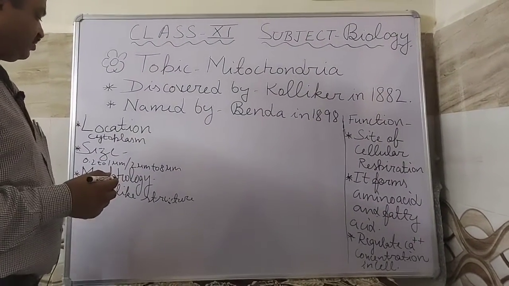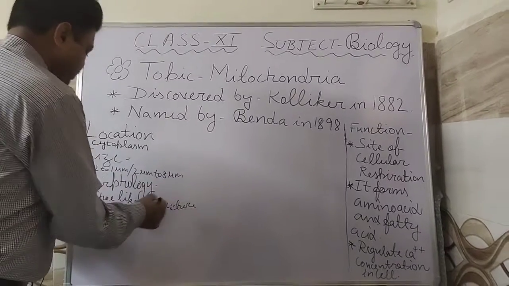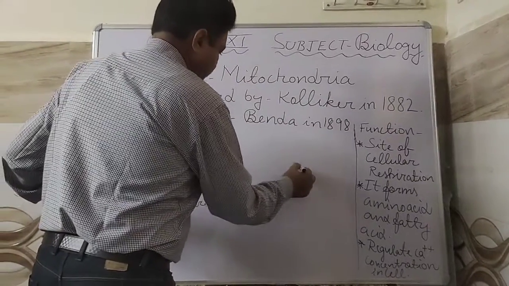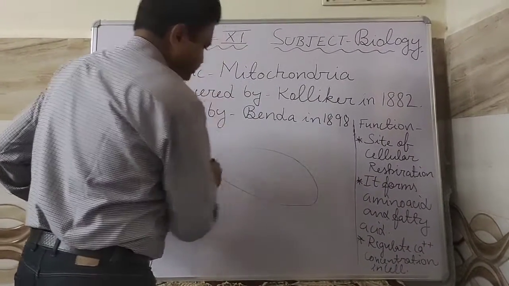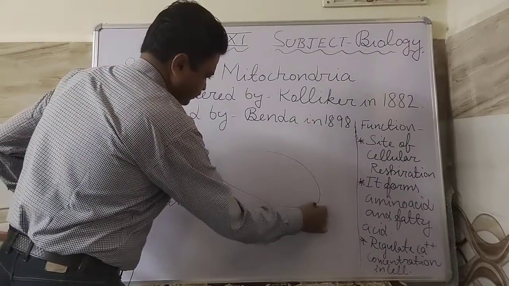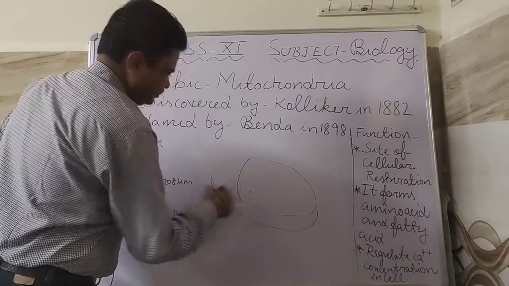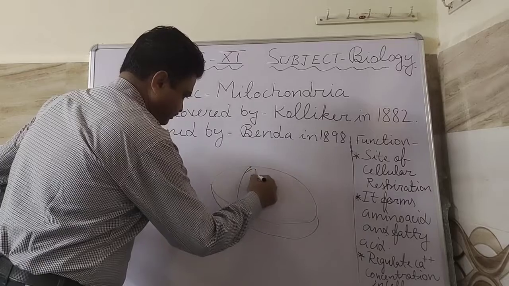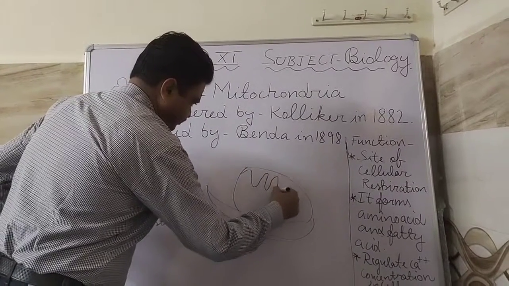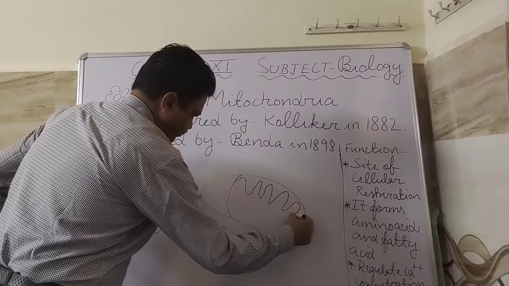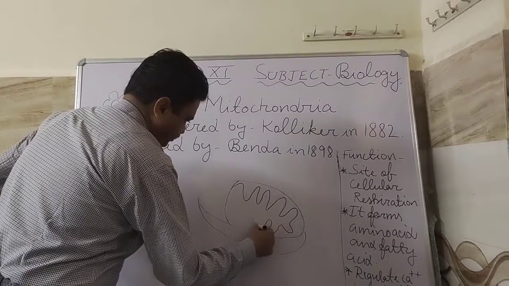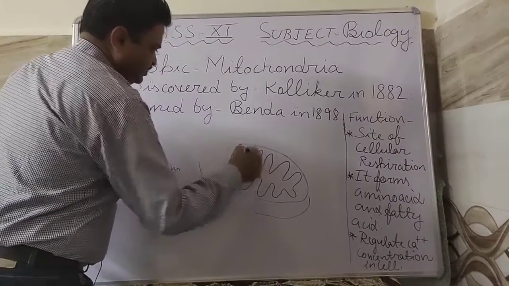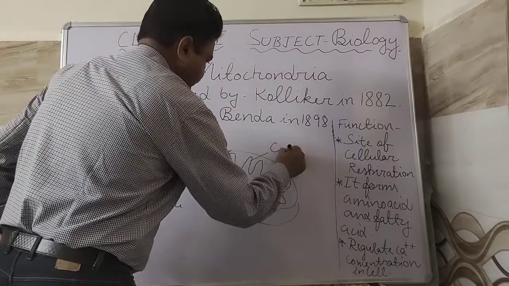Now we will discuss the morphology, or the internal structure. They have a shoe-like structure and are found all over the cytoplasm of a cell. In this shoe-like structure, many foldings are found inside the mitochondria, and these foldings are known as cristae, student. What do we call them? Cristae.